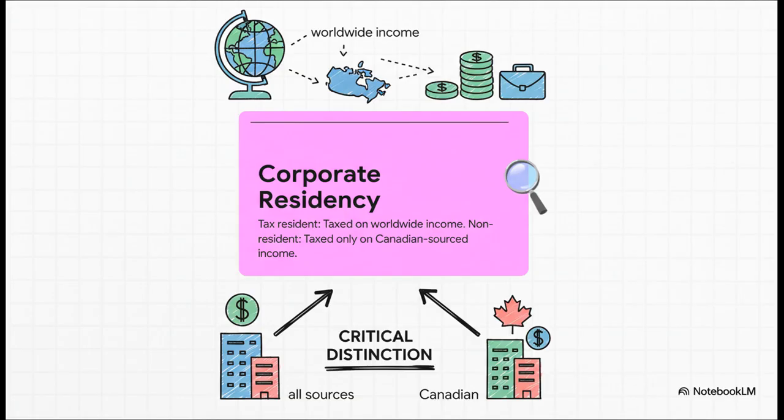If your corporation is considered a resident of Canada, then you're on the hook for Canadian tax on your income from everywhere in the world. But if you're a non-resident, Canada only taxes the income you generate from your business and investments inside Canada. Getting this distinction right from the get-go is absolutely crucial.